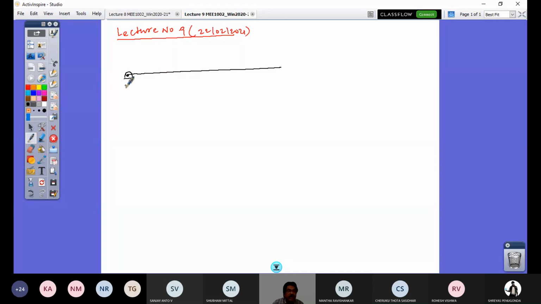This is the representation of a hinge. Hinge means, you can immediately imagine, a hinge of a door. The door is constrained to rotate at the hinge. A door is not translating.